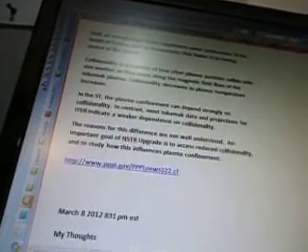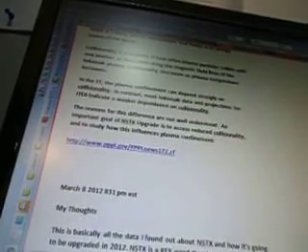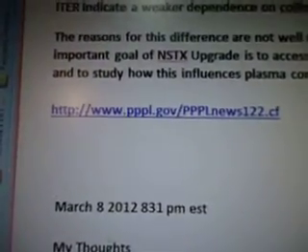Collisionality decreases as plasma temperature increases. In the ST, the plasma confinement can depend strongly on collisionality. In contrast, most Tokamak data and projections for ITER indicate a weaker dependence on collisionality. The reasons for this difference are not well understood. An important goal of NSTX upgrade is to access reduced collisionality and to study how this influences plasma confinement. Again, their website is www.pppl.gov. March 8, 2012, 8:31 p.m.